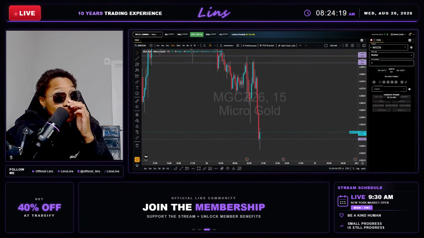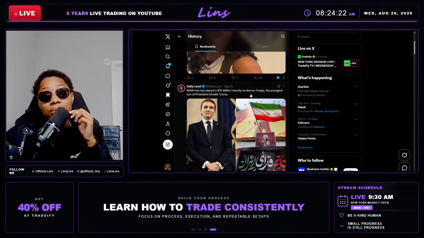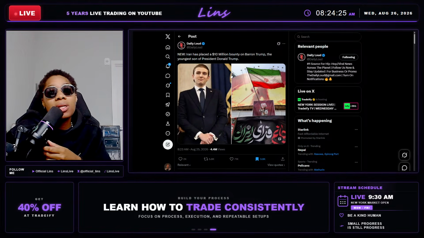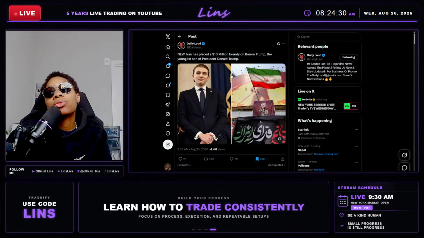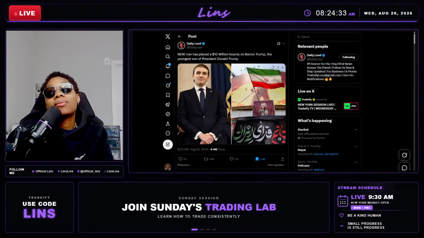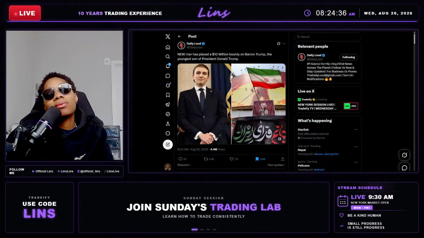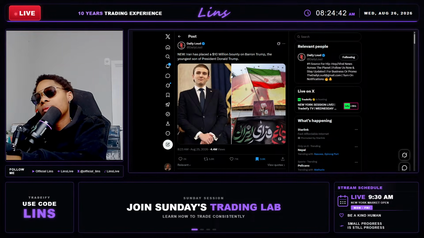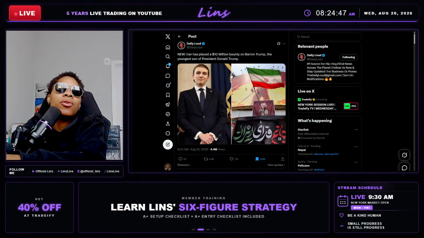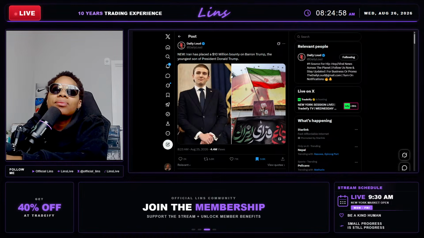Breaking news. Iran has placed a $10 million bounty on Barron Trump, the youngest son of the president, Donald Trump. Not gonna lie, Iran, I don't think Trump cares. I know this is his favorite son. We can kind of clearly see it. And then that other girl that plays golf is his favorite granddaughter, right? You can see who his favorites are. So he may or may not care.